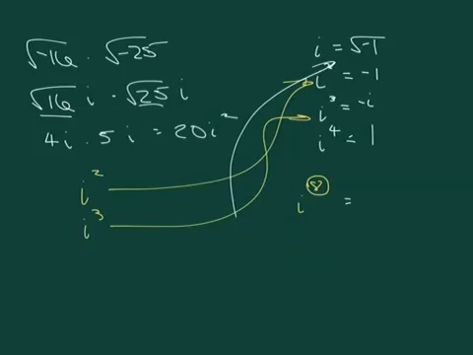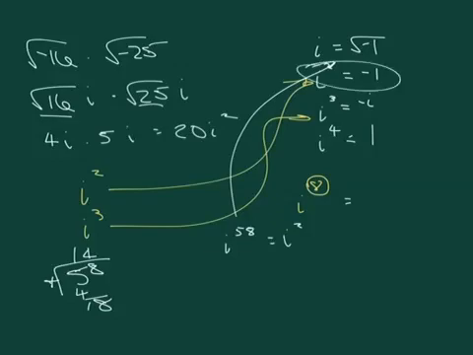All right, let's do another one. i to the 58th power. That's the B part of example 4. Okay, how many times does 4 go into 58? Okay, 14 with 2 left over. So i squared, 2 left over, which means we get -1.